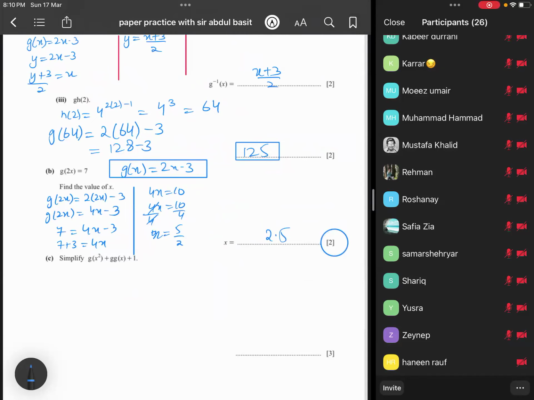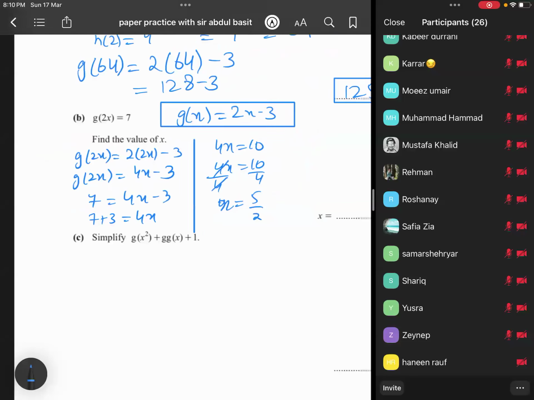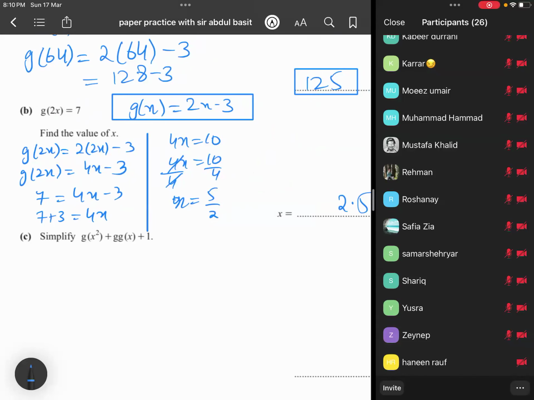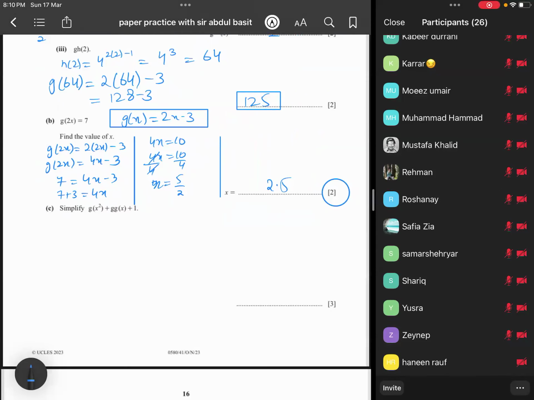Now listen to me everybody. Can you see how I utilize this space? For example, look, I have done 7 steps and still I have space left. So be careful while writing, okay?